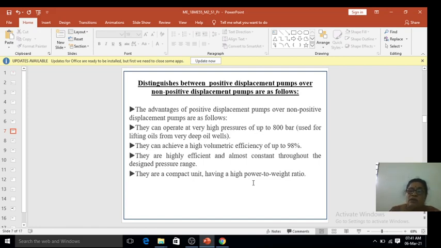etc. And also they can achieve a very high volumetric efficiency, up to say 98%, and they are highly efficient and almost constant throughout the designed pressure ranges. The pressure ranges will be designed based on the functional requirement. These pumps are compact in size and have a high power to weight ratio.